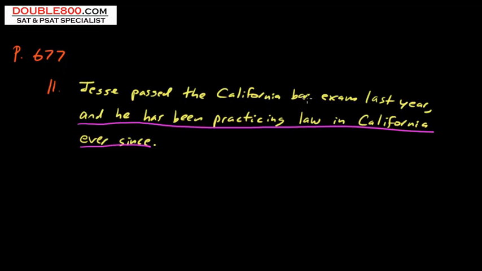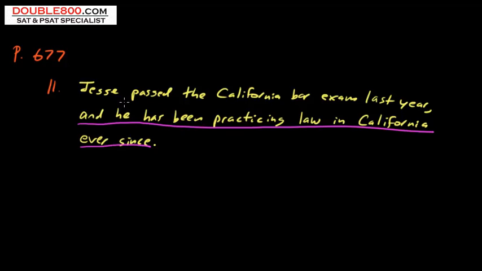Jesse passed the California bar exam last year, and he has been practicing law in California ever since. We have to find the correct version of this underlined section. We have to correct the mistake, and I always want you to get in the habit of predicting. You have the choices below.